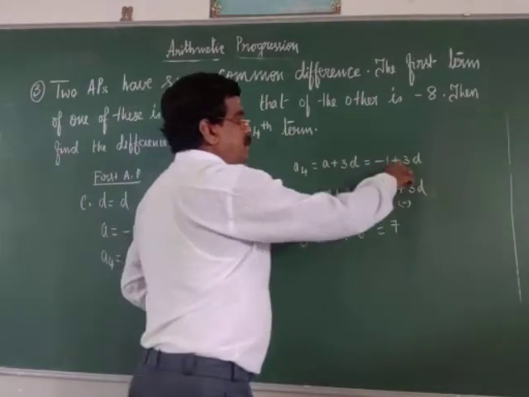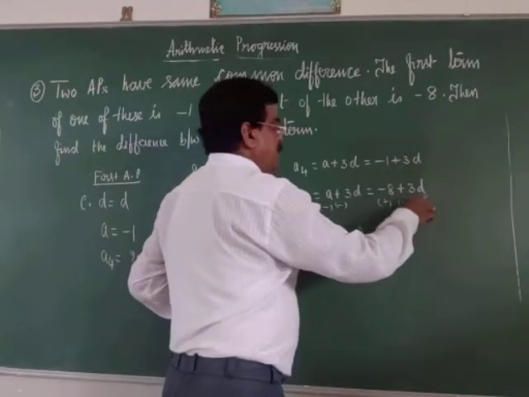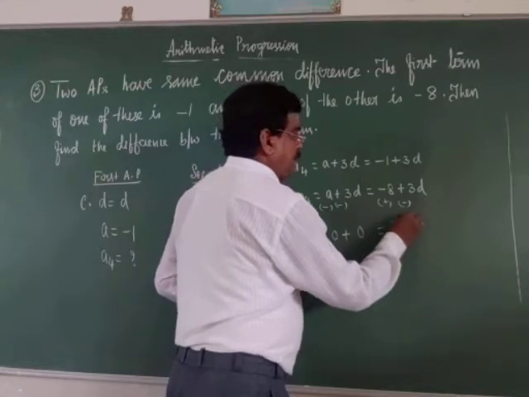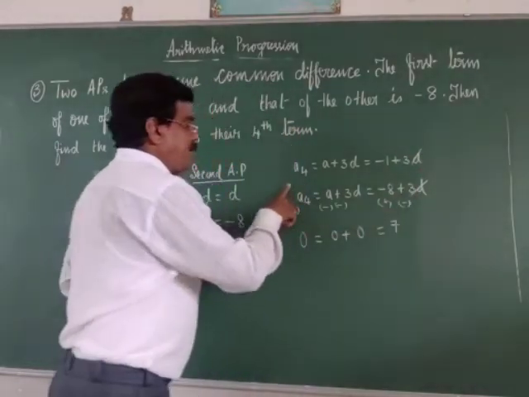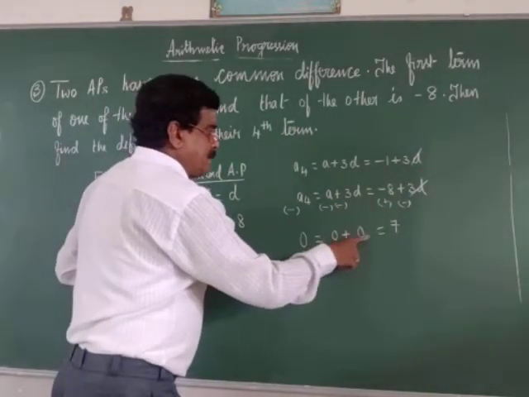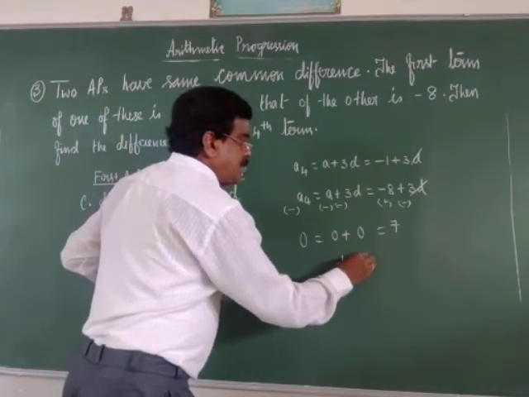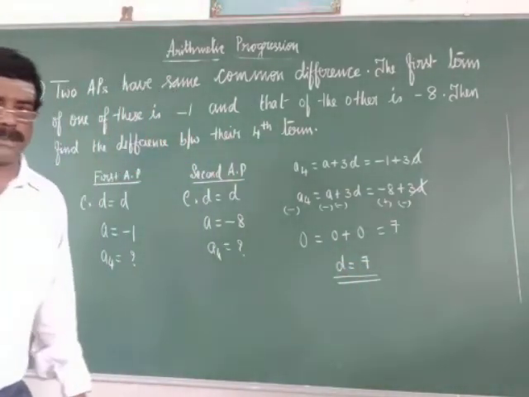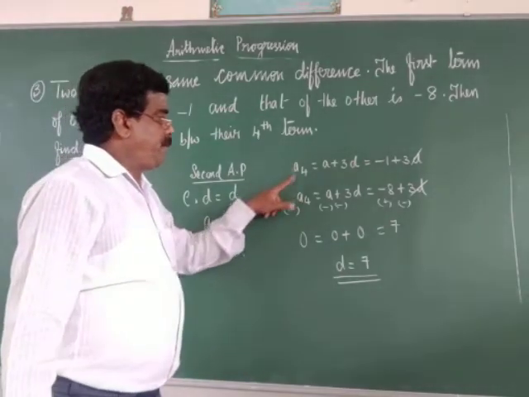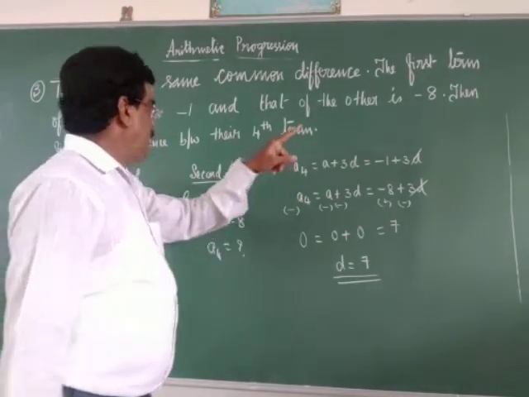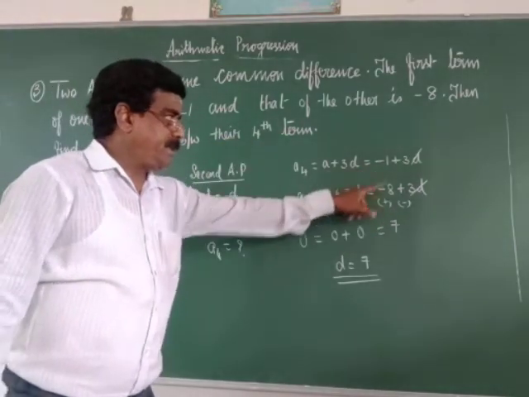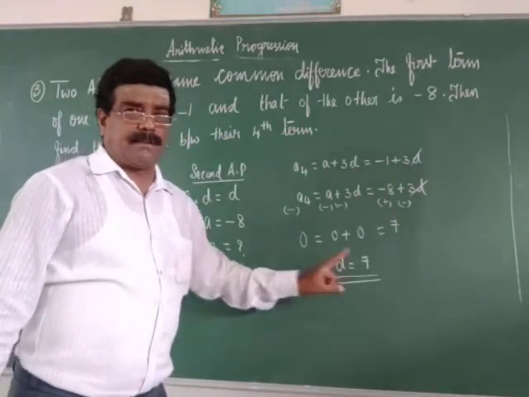Here plus 3d minus 3d gets cancelled. It means the difference between the fourth terms is just 7, because 3d gets cancelled and we get 7.